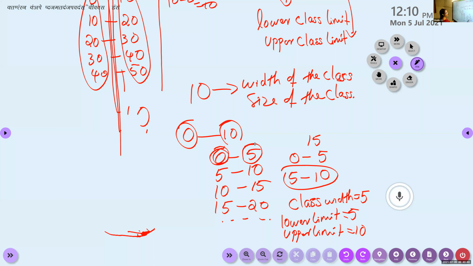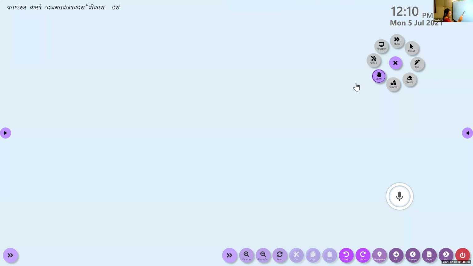This class is also called a class interval. There are so many words to represent 5 to 10; you can call it a class or class interval. Okay, take your notes and start writing. First of all, give the heading: grouped frequency distribution or continuous frequency distribution.